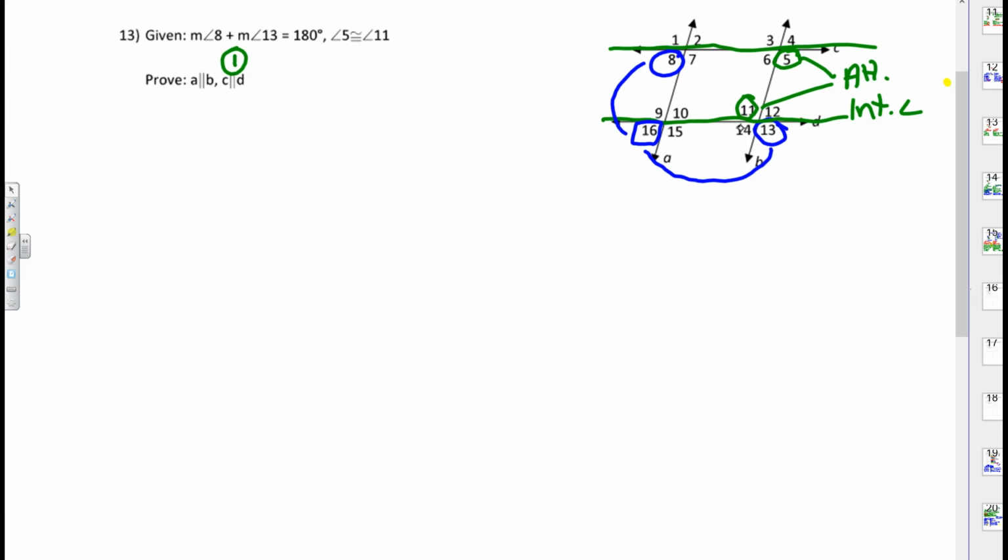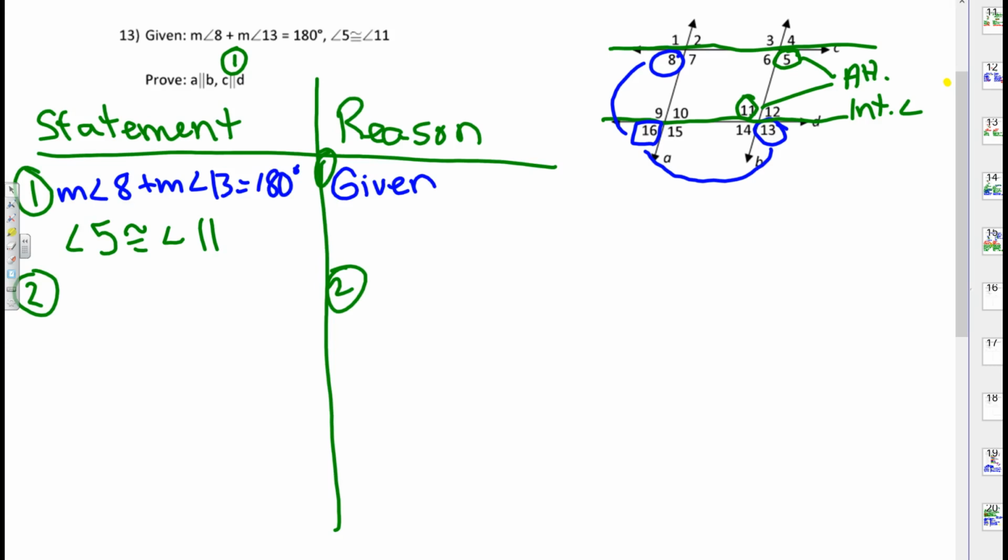So that's my plan. I'm going to work with alternate interior angles and do the stuff in green first, and then I'm going to use the stuff in blue to prove A parallel to B. So let's go ahead and get started. We start out by listing our givens, and guys, I'm color coding this so you can see how I'm doing this in 2 big chunks.